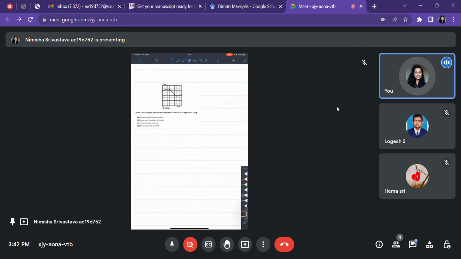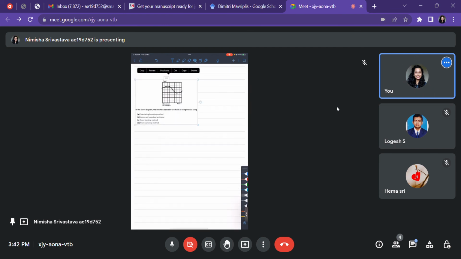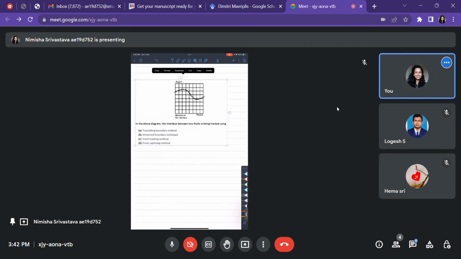So this is the last question that I have today. Okay, this is really grainy, but I'll read it out to you. In the above diagram, the interface between the two fluids is being tracked using. So again, by inspecting visually, we have to tell. So these are the two fluids. I'm going to mark fluid 2 in gray once again, like the previous problem. Okay. So here, let's see what we can observe.